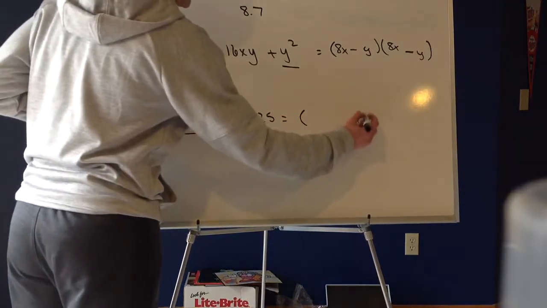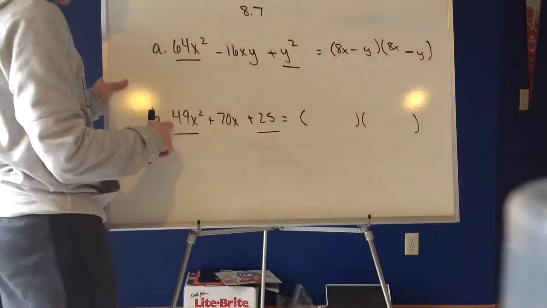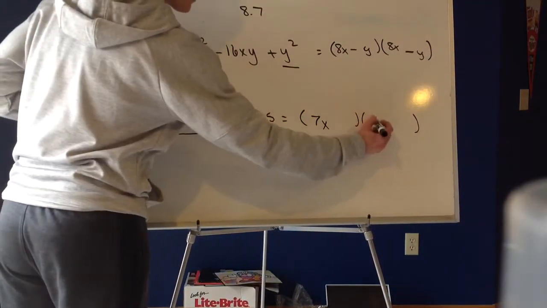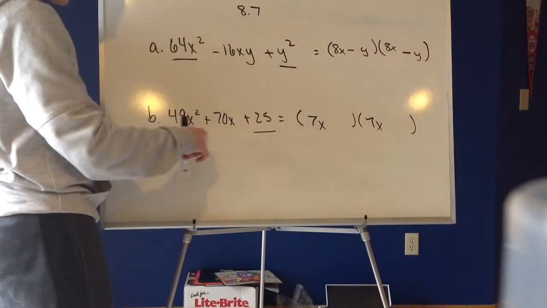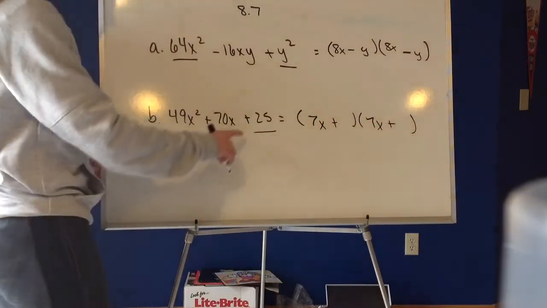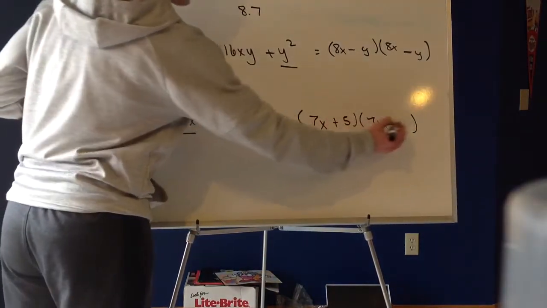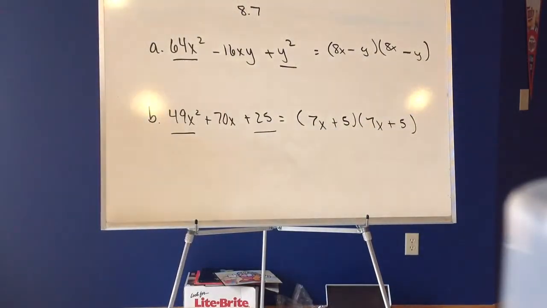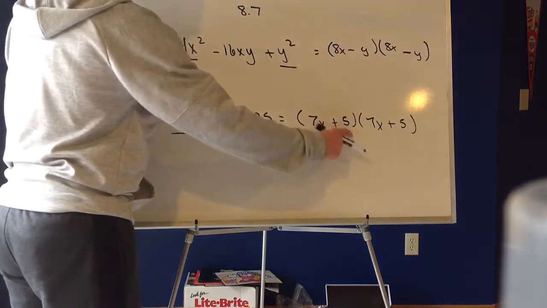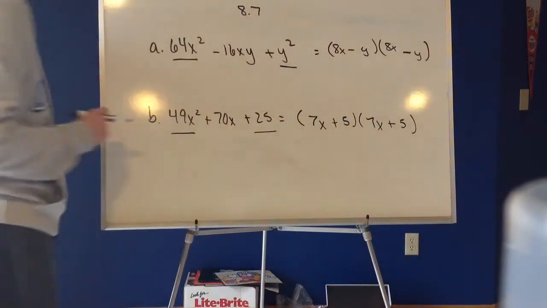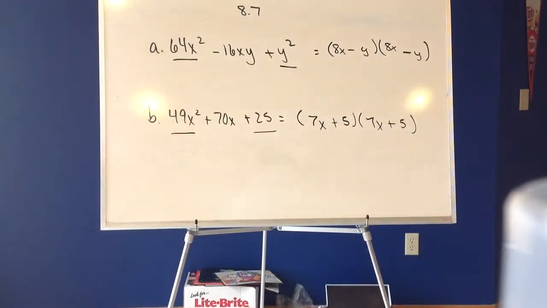Same thing here, both of them are perfect squares. So we go ahead and look at this. Square root of 49x squared is 7x. Both the signs are positive here, so they're both positive here. And then square root of 25 is 5. So again, same thing in both sets. Double check it. You get 35x, you get 35x. Those add to 70, so it does check out for us as well.